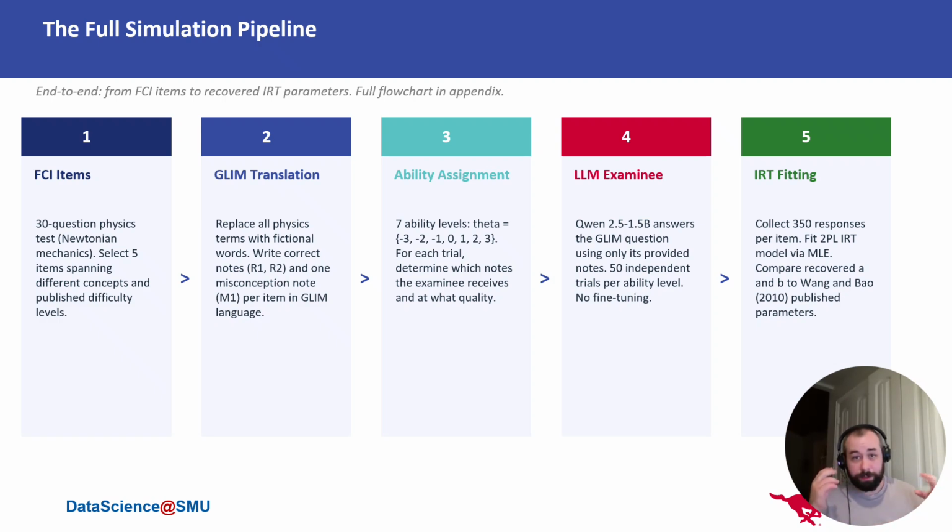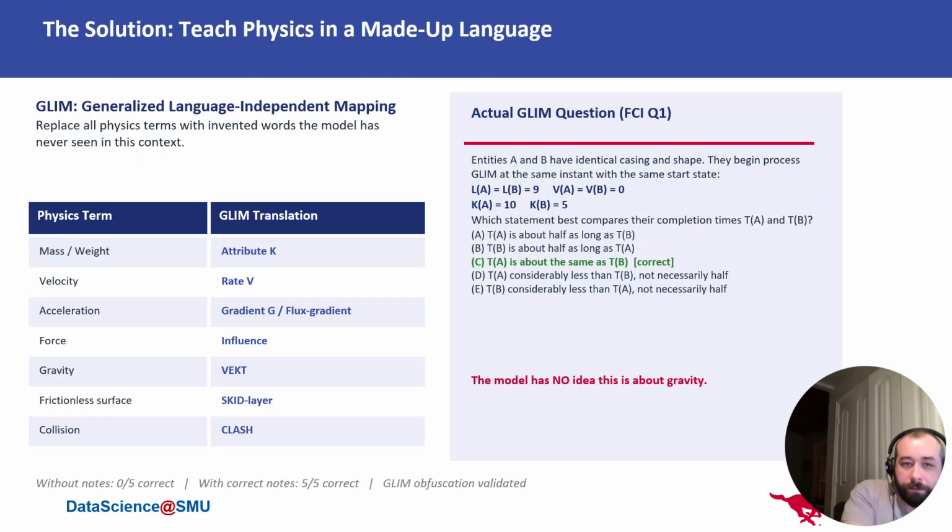We simulated 7 different ability scores from -3 up to 3. The examinee was this Quinn model, and then we used the simulation to generate the IRT curves.